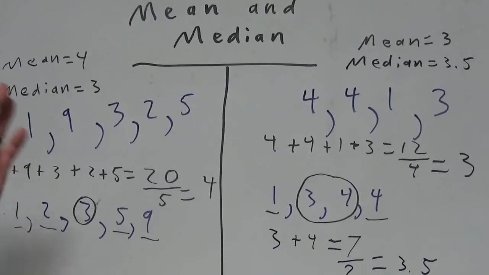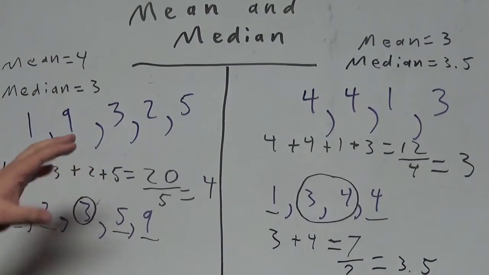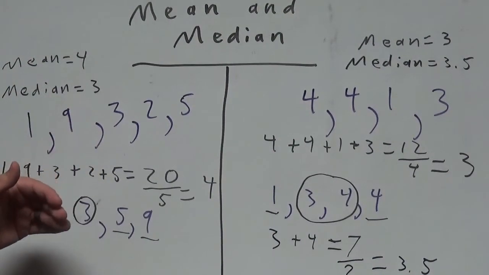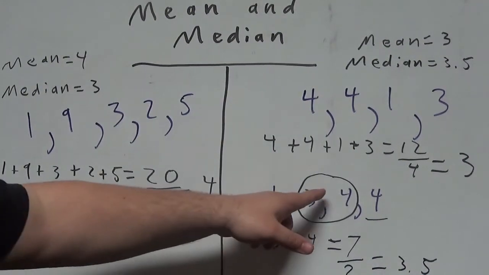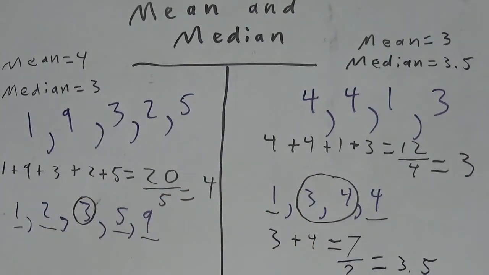And one more time, for the mean, you're going to add all the numbers together, find your sum, and then divide the sum by the number of data points. For the median, you're going to line them up in order. Always put them in order, and then find the middle number, or if you have 2 middle numbers, find the mean of the 2 middle numbers.